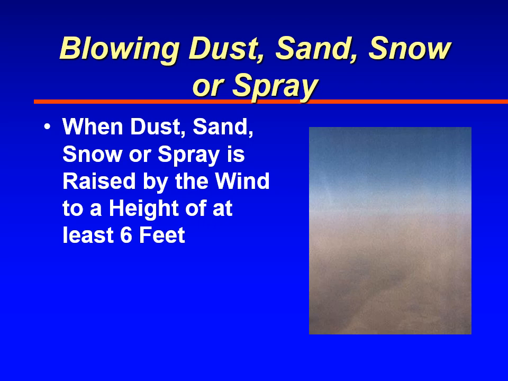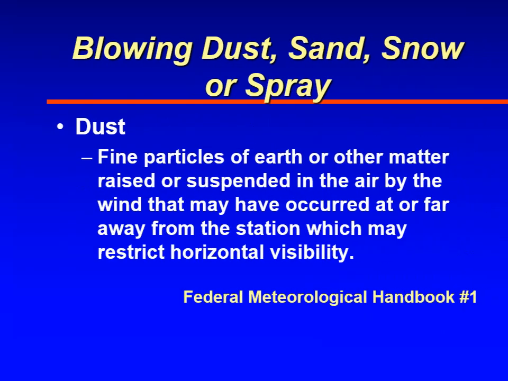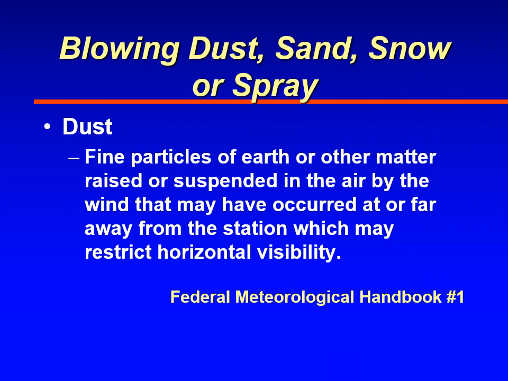Blowing dust, sand, snow, or spray also can reduce visibility significantly. And we call any of these phenomena blowing when they are higher than 6 feet in the air. If it's less than 6 feet, then typically we call it drifting, like drifting snow, drifting sand, or drifting dust. Here's the difference between dust and sand. Dust is fine particles of earth or other matter that's raised or suspended in the air by wind.